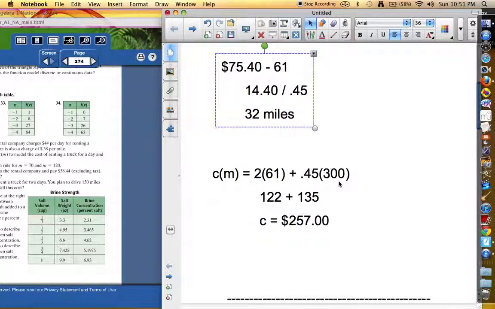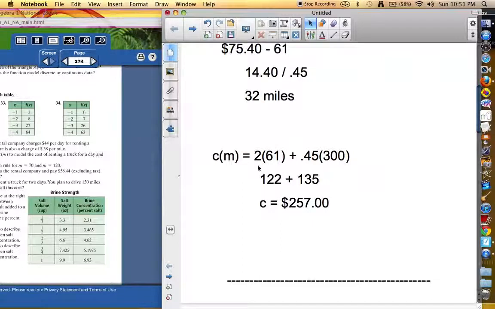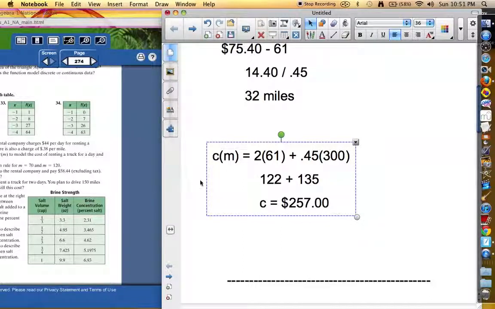And the last part of the problem is, if you need to rent your truck for 2 days and you plan to drive 150 miles a day, how much is that going to cost? So what you're going to do is you're going to get the equation C(M) equals 2 times 61, because you're driving 2 days, plus 45 cents times 300, because you're driving 150 times 2 days, which is going to get you 300 miles.